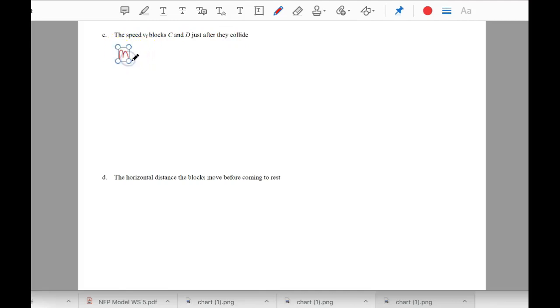In inelastic collisions, the mass of C times the velocity of C plus the mass of D times the velocity of D before the collision should be equal to the mass of C plus the mass of D after the collision times the final velocity, and that is the same for both. We know that the velocity of D is equal to 0, so now we're going to solve for the final velocity. So our final velocity should be equal to the mass of C times the velocity of C divided by the mass of C plus the mass of D.